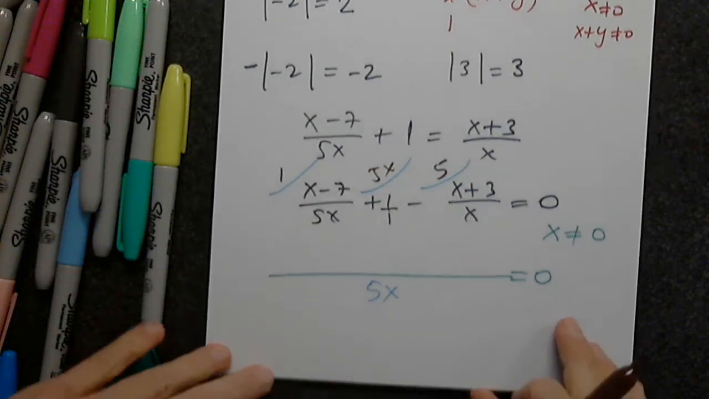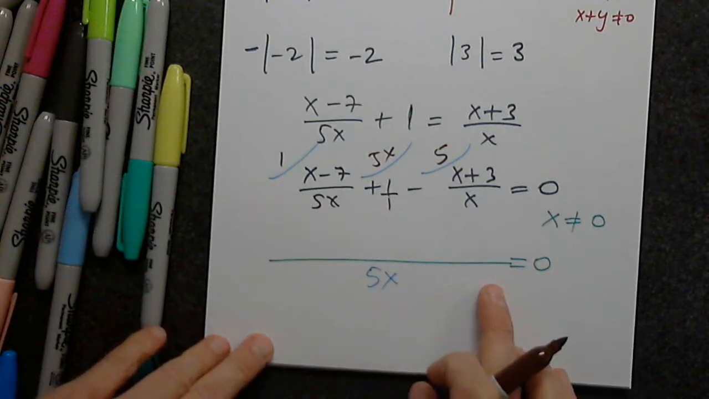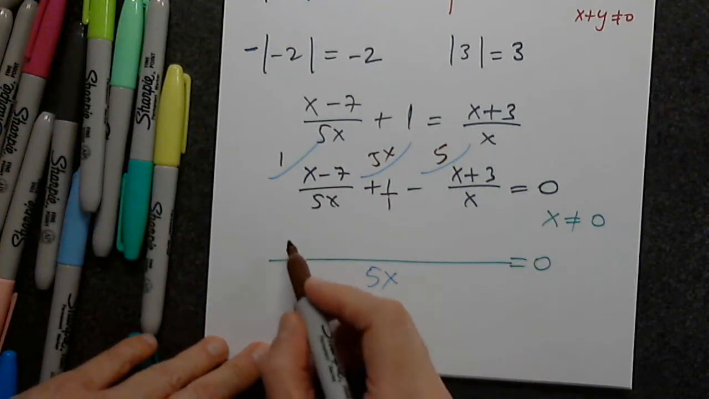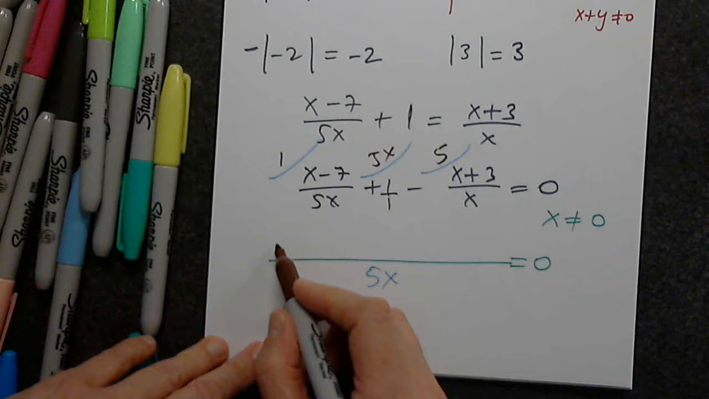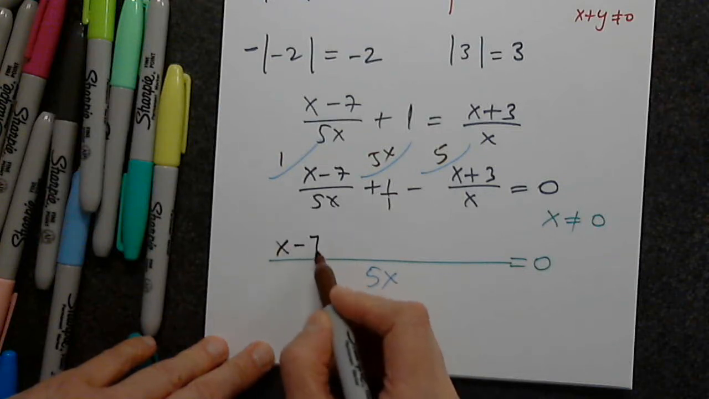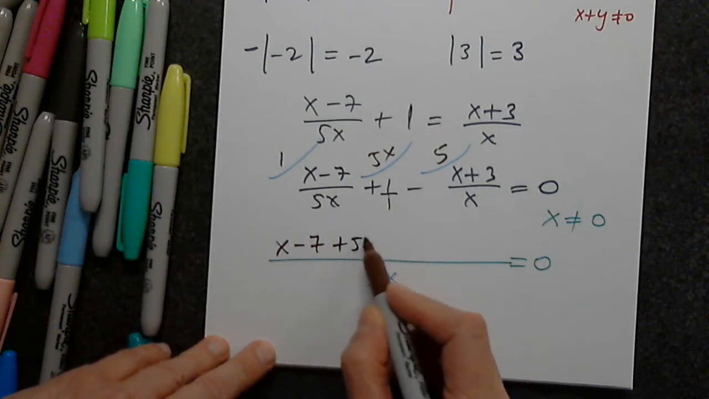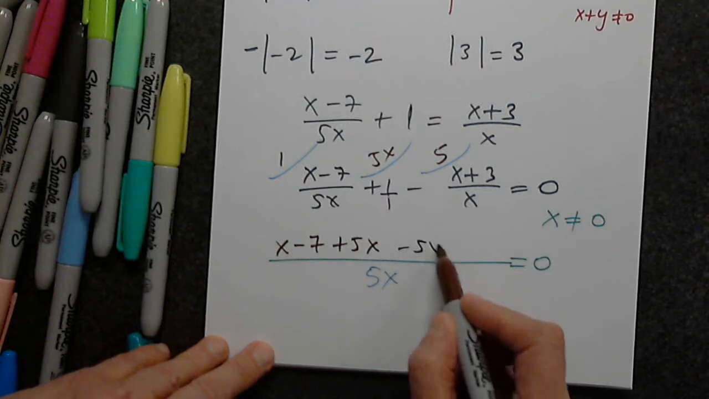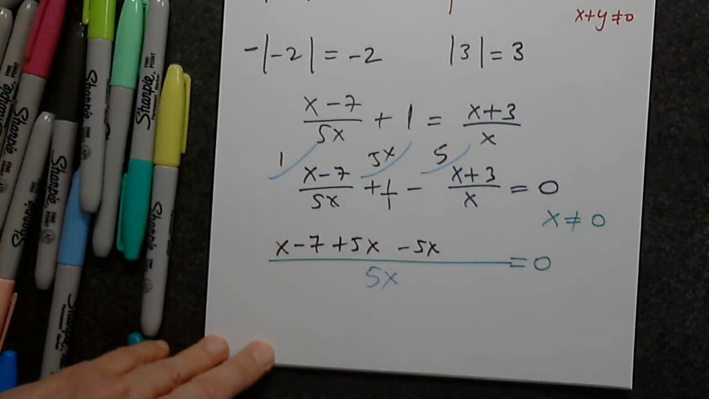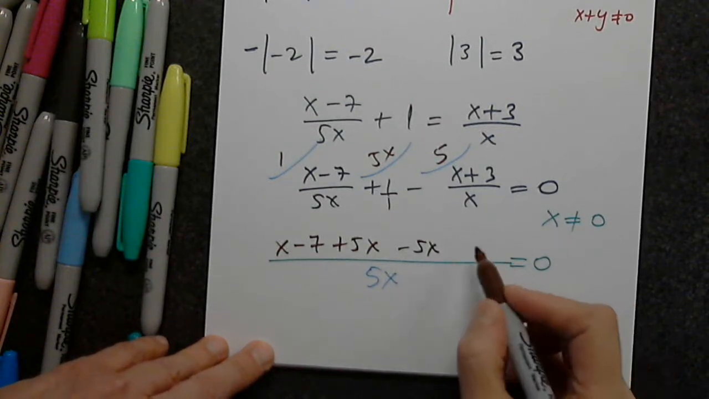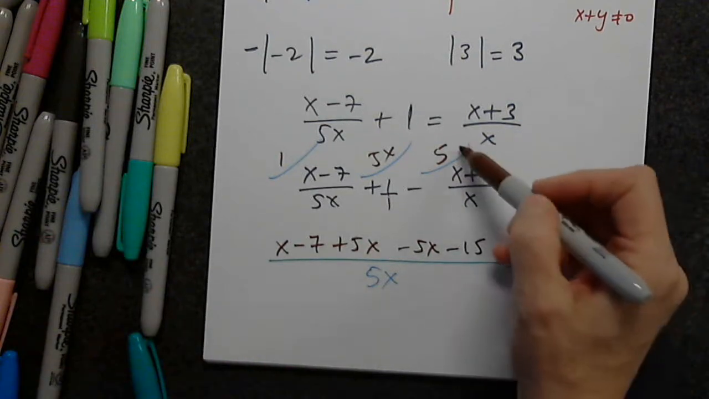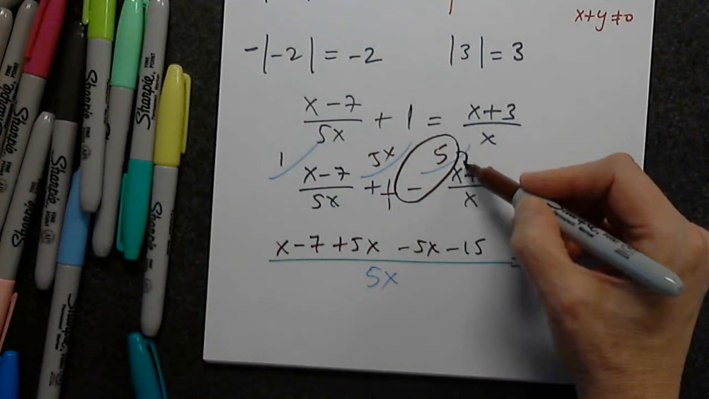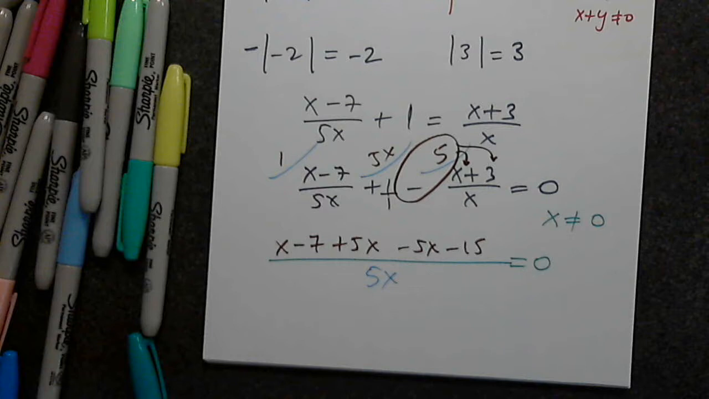Good. So then, can anyone give us the answer for the top? X minus 7. Perfect. Plus 5x. Awesome. Minus 5x plus 15. Careful. Minus 15. You are distributing negative 5 to this term. You cannot distribute positive 5 to the other term. So once we distribute negative 5, we have to distribute negative 5 all the way. Any questions here?